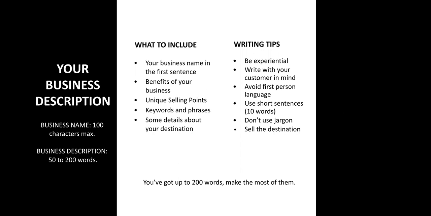So some key things to consider when writing your description. Think about how many words you've got in that business description. You've got up to 200 when you're writing the description itself, and really make the most of them. Make sure you're being really experiential in the way that you're talking and the language that you use, and write with that customer in mind. Avoid any first person language and use short sentences. We know in terms of online content, short sentences are best, and using dot points and things like that are the best for people when they're reading online.